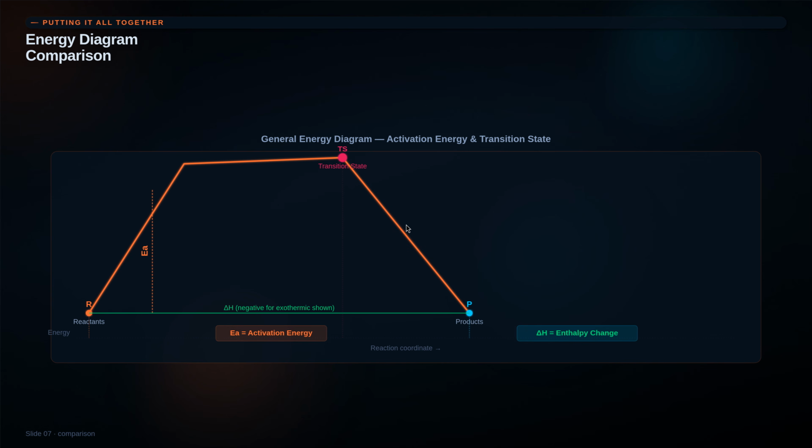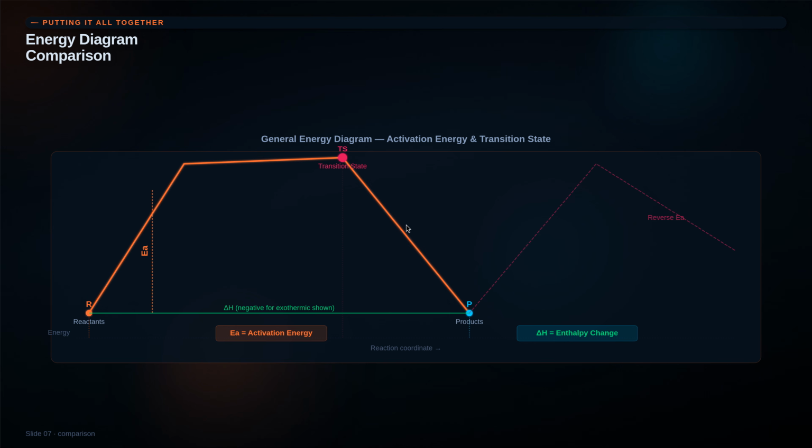Let us integrate everything by comparing energy diagrams for different scenarios. An uncatalyzed reaction has a high activation barrier. Few molecules have sufficient energy to cross it, so the reaction is slow. A catalyzed reaction follows a lower energy pathway. The barrier shrinks, and many more molecules can react per second.